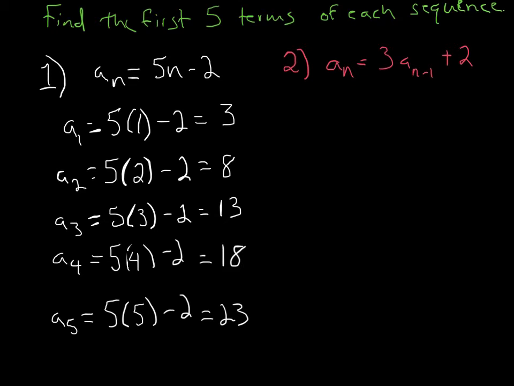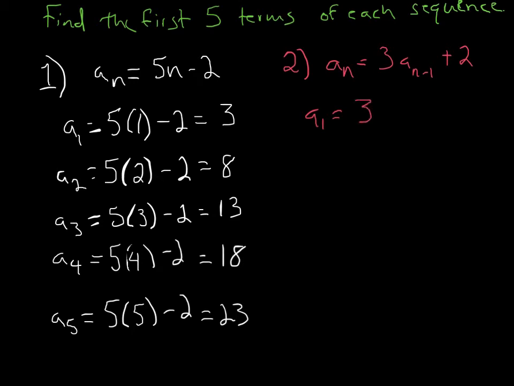Now for number 2, this is given as a recursive formula, not an explicit formula. So to find a sub 1, they're going to have to give us an initial term. And I forgot to write that down, but they gave us that a sub 1 is 3. So there is our first term.